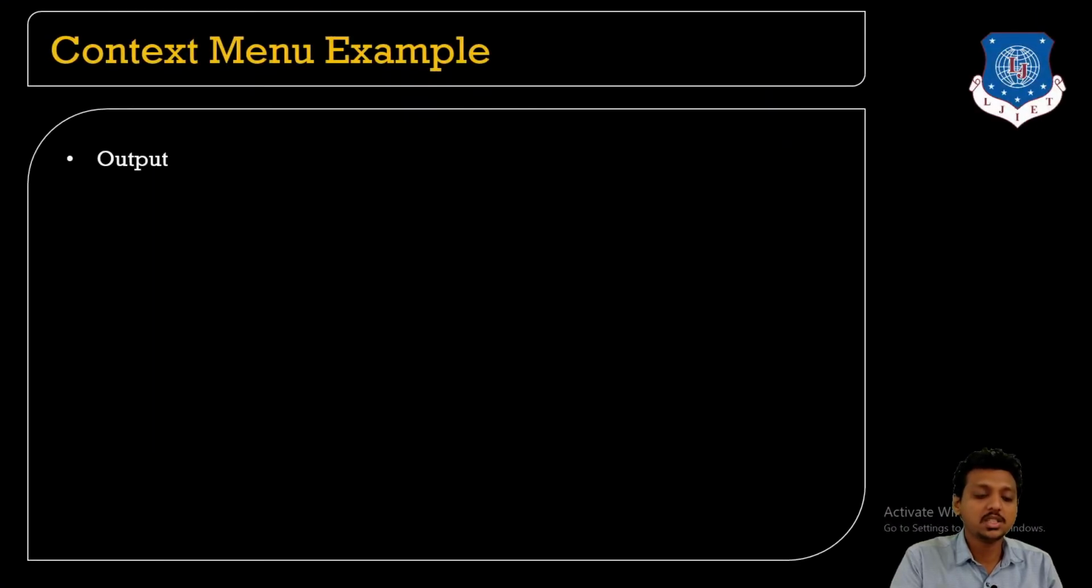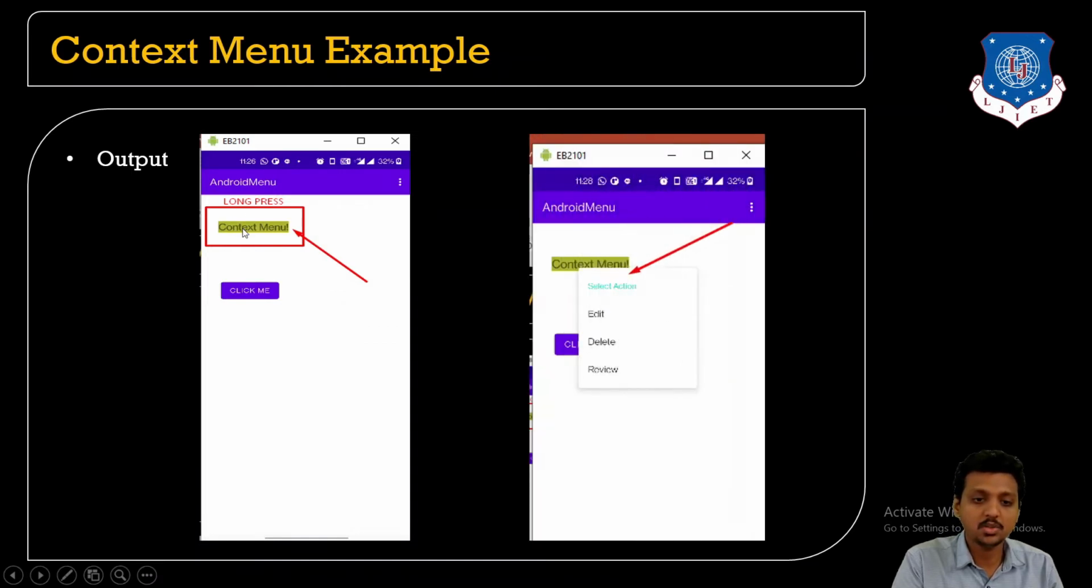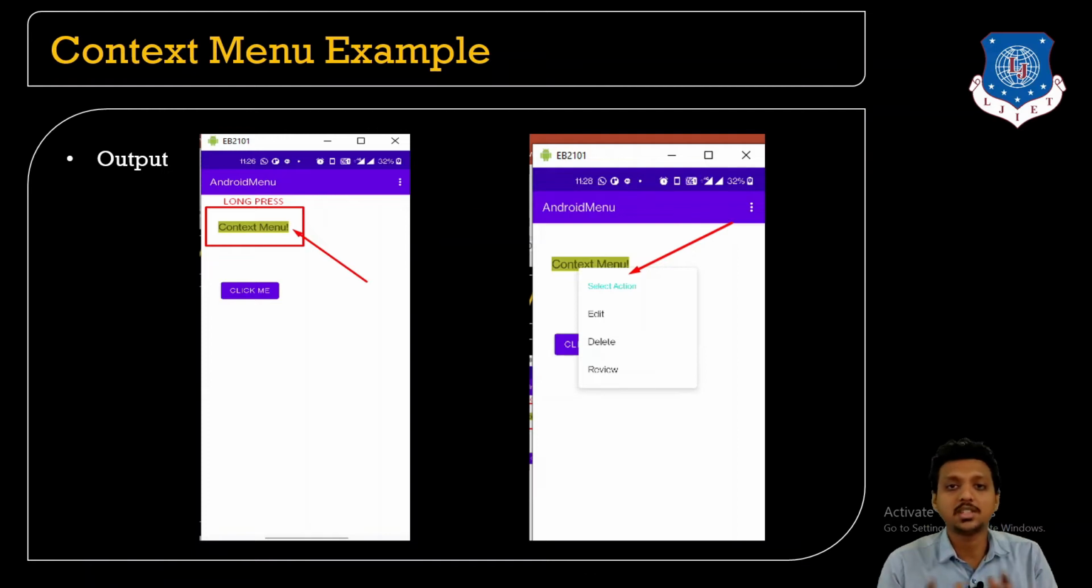Now this will be the output. This is my screen where I took a text view with the name context menu. When I long press on it, you can see "Select action". This is the title, and these three are the menu items: edit, delete and review. When you click on edit, you will get the toast message that edit is pressed. The same for delete and review respectively.